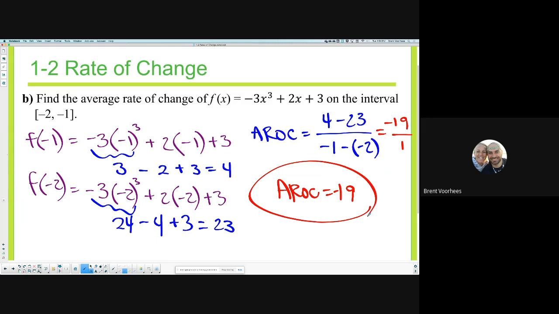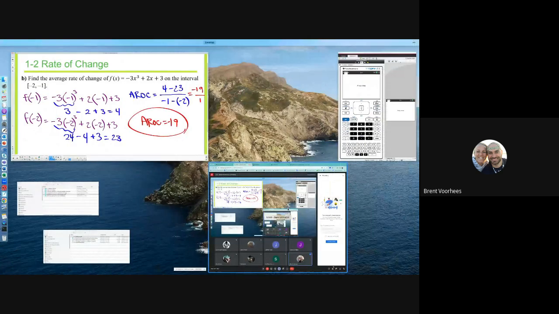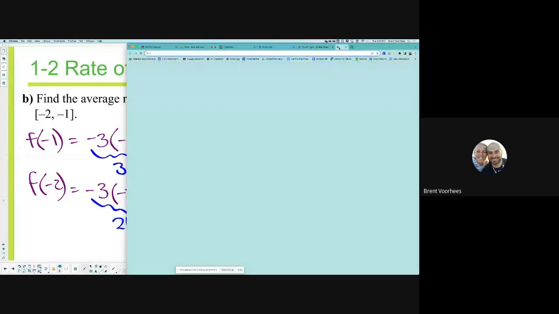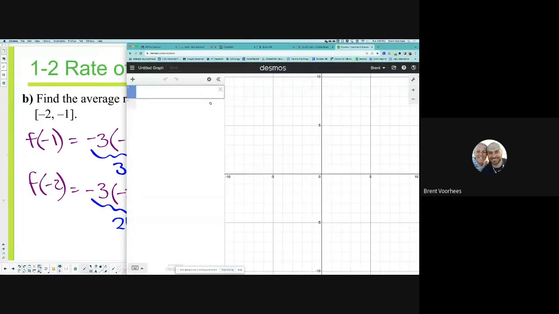That would be our average rate of change. Now, because my other calculator hasn't loaded back up, I'm going to switch over to Desmos. It's always great to have more than one plan here. So this is going to be pretty cool when you see it. Let me open up here a Desmos graph. If you wouldn't mind, can you read off to me what was our original equation?